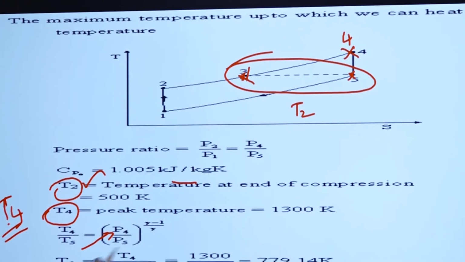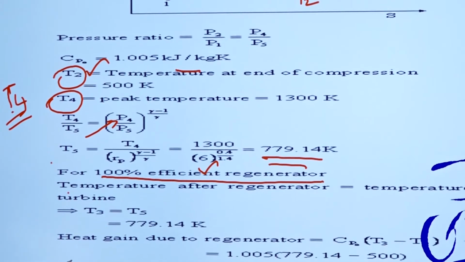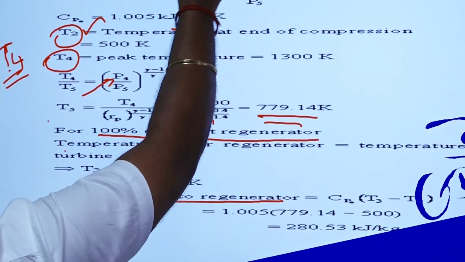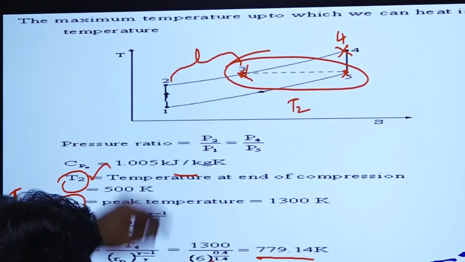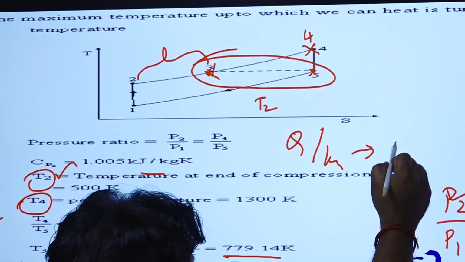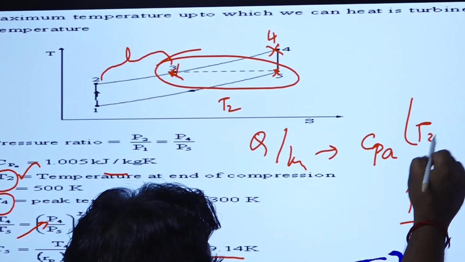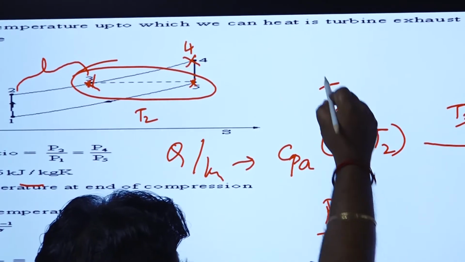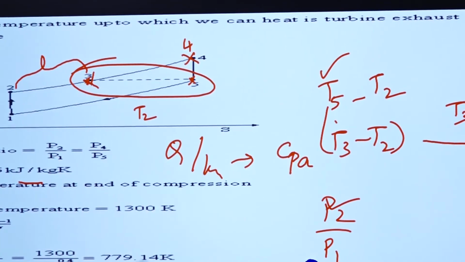So that is T6 is given to you, it is 779, the value of T5 is given. So you have to find the value of heat gain due to regenerator. So what is the amount of heat gain due to this regenerator? So if it is for Q per kg, then this will be equal to CPA into T3 minus T2. Now T3 is nothing but T5, which is known to us, minus T2. T2 is also given, so you can easily find the value.